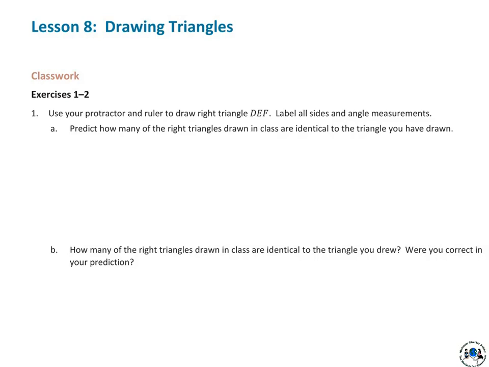What I'd like you to do right now is, on your paper, use your protractor and a ruler to draw the right triangle DEF. The only thing being told here is that you are going to draw a right triangle DEF. Label all sides and angle measurements. I don't want to get into the rest of it, but just go ahead and do it.